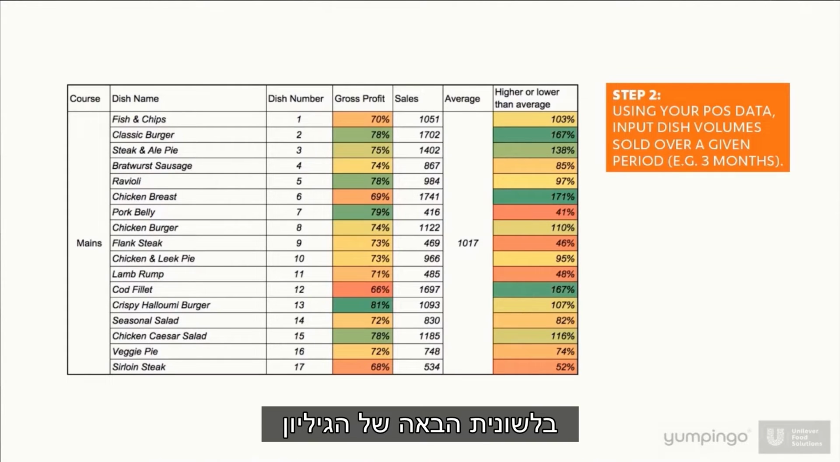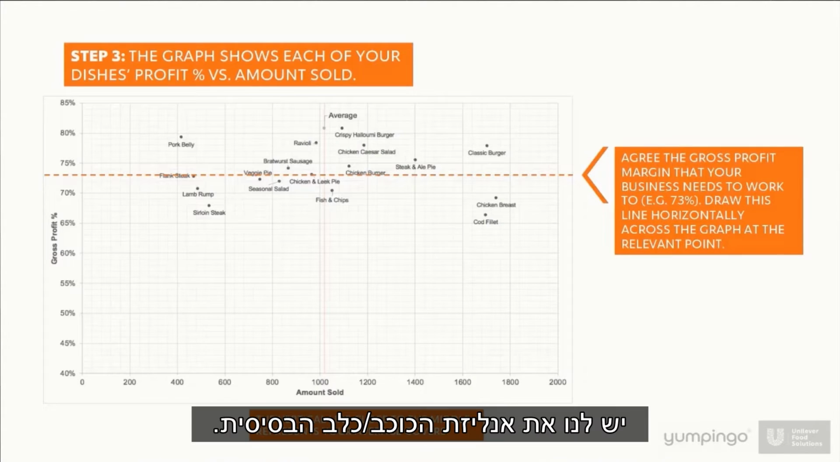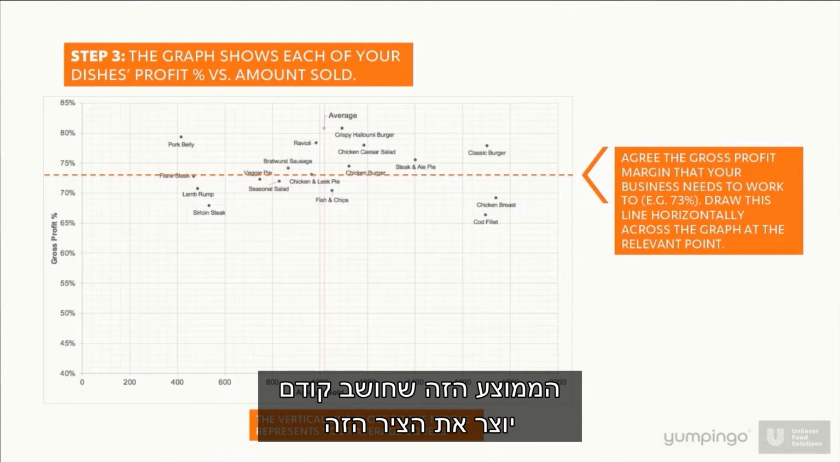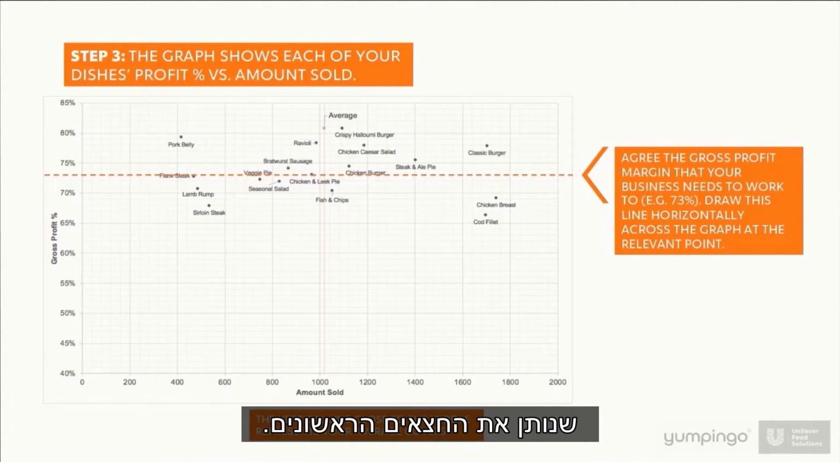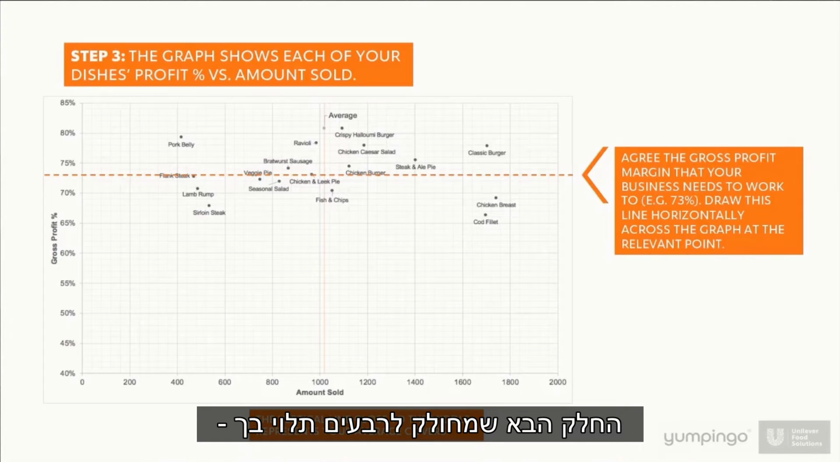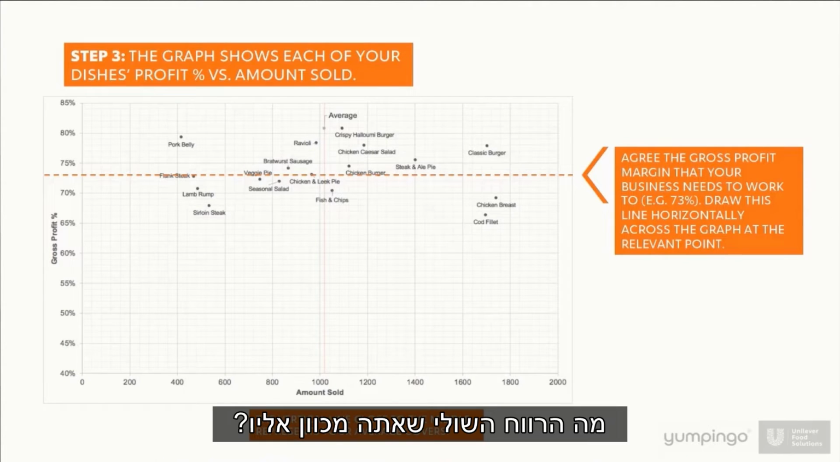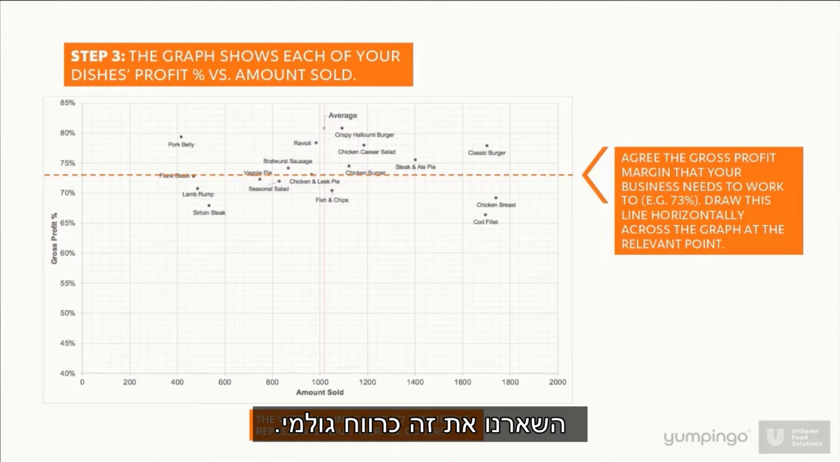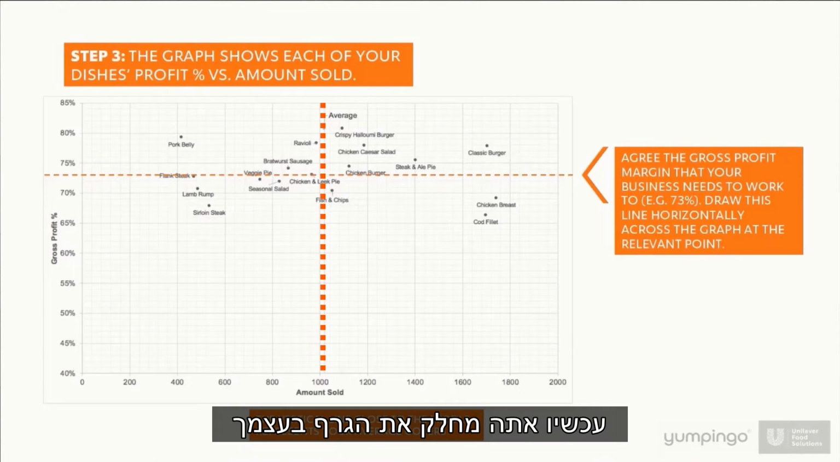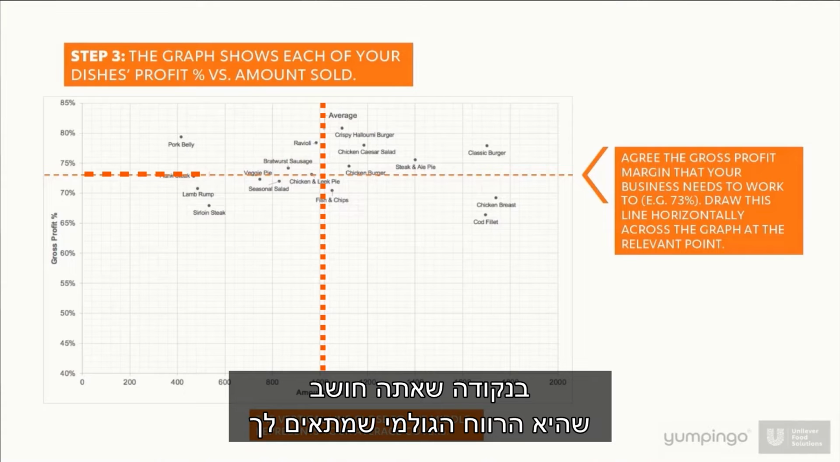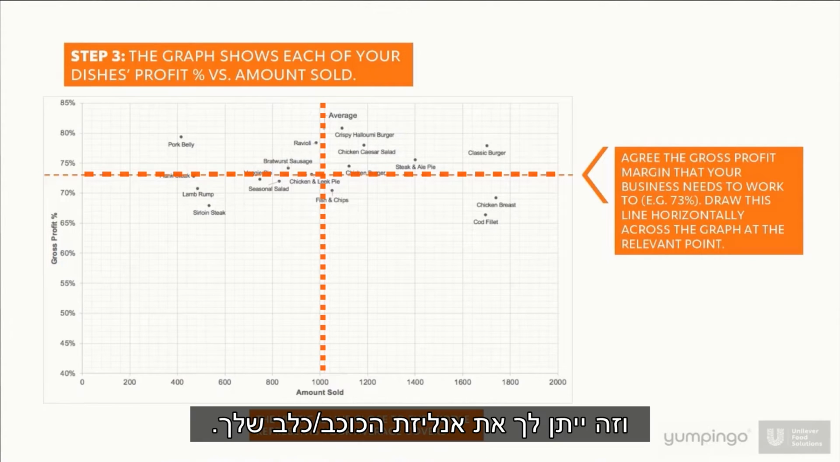In the next tab of the spreadsheet, you have the base of the star dog analysis. That average then forms part of the axis here, which will give you your first halves. The next part, to take it into quadrants, is down to you. What margin do you want to make? We've left it as gross profit. So you then divide the graph across at the point you feel is the right gross profit margin for you guys to make. This will then give you your star dog analysis.